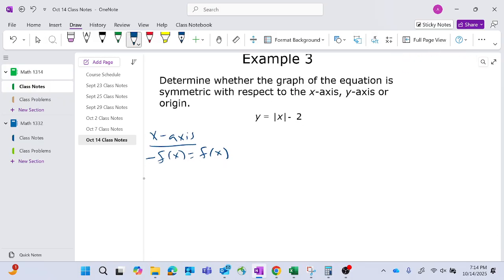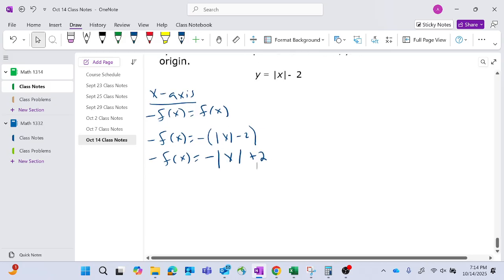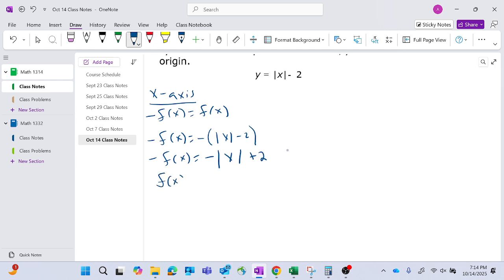So let's find out what each one is. Negative f of x, that's negative of the whole function. So negative of the absolute value of x minus 2. So negative f of x is negative times the absolute value of x plus 2. And that needs to be the same thing as f of x, which is the absolute value of x minus 2, which is not. Negative times the absolute value of x plus 2 is not the same thing as the absolute value of x minus 2. So it's not symmetric over the x-axis.